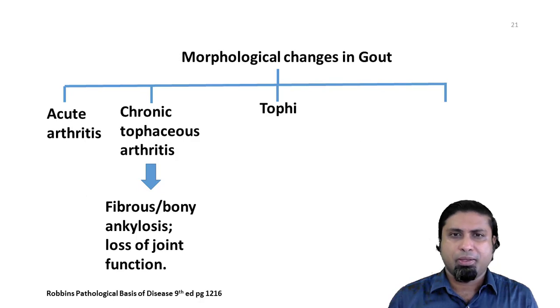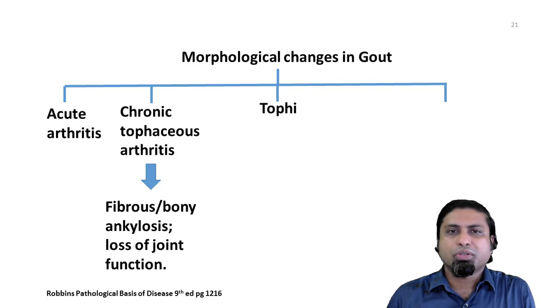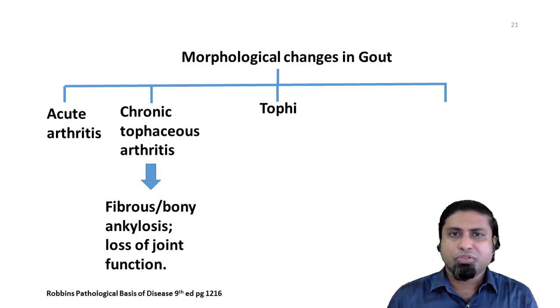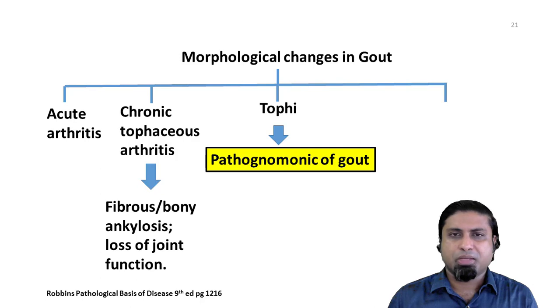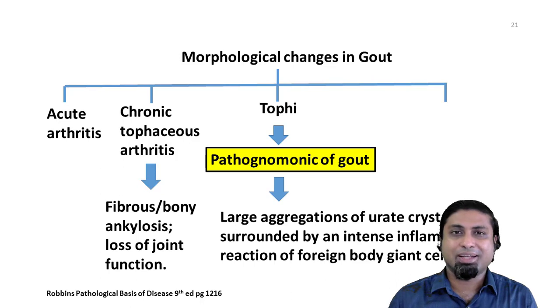Now, tophi is a word that we see commonly when we read about gout. We do not see tophi in the initial stages of acute gout. Tophi are formed when gout is left untreated for many years. So what is a tophus? A tophus is singular and tophi is plural. Firstly, a tophus is pathognomonic of gout. It establishes the diagnosis. A tophus may be defined as large aggregates of monosodium urate monohydrate crystals surrounded by an intense inflammatory reaction of foreign body giant cells.